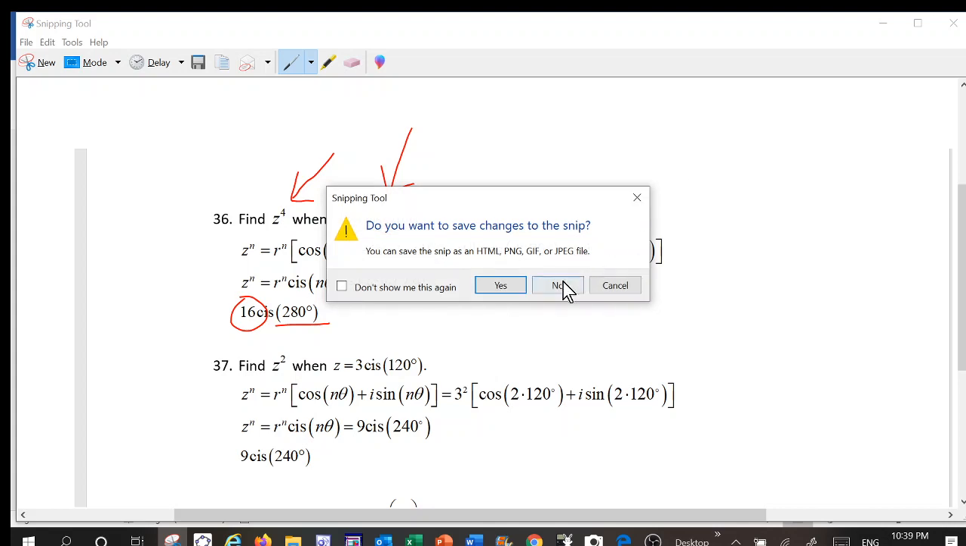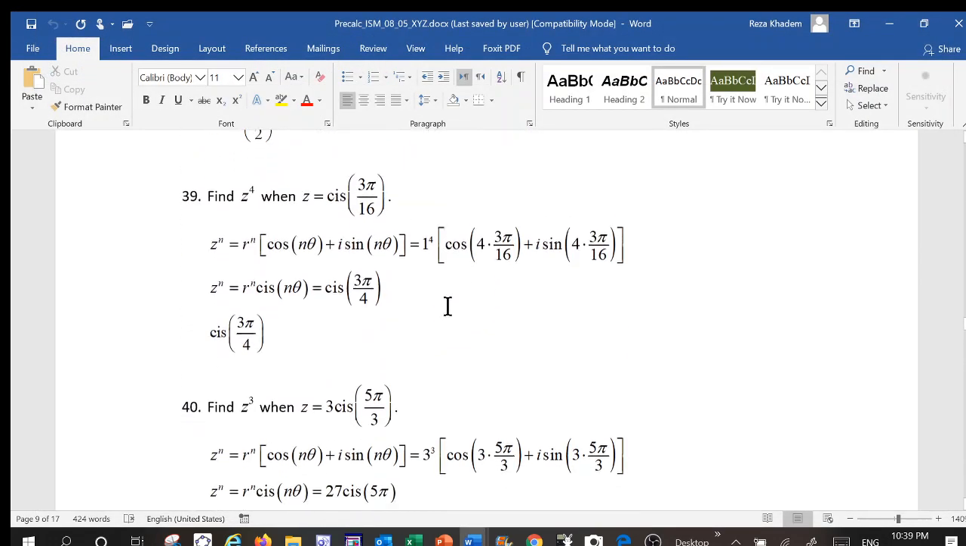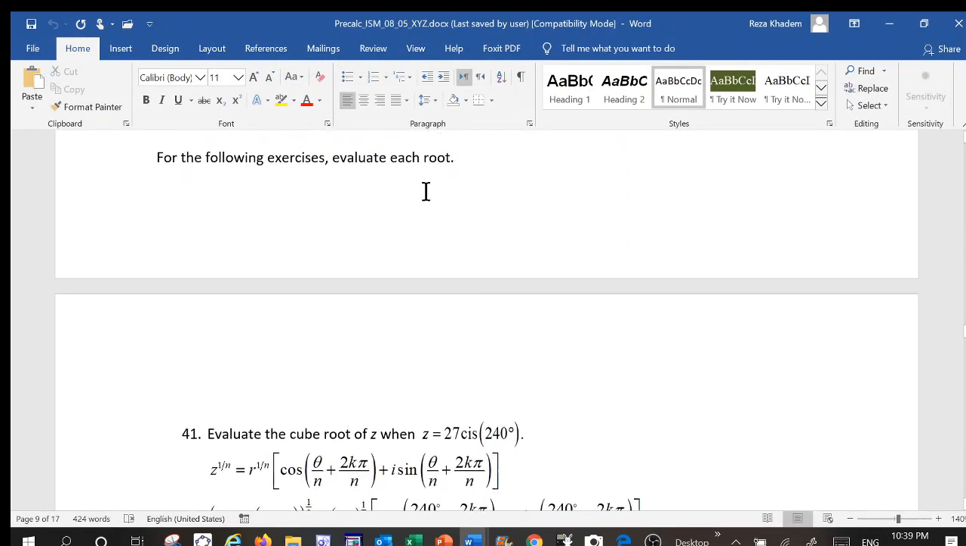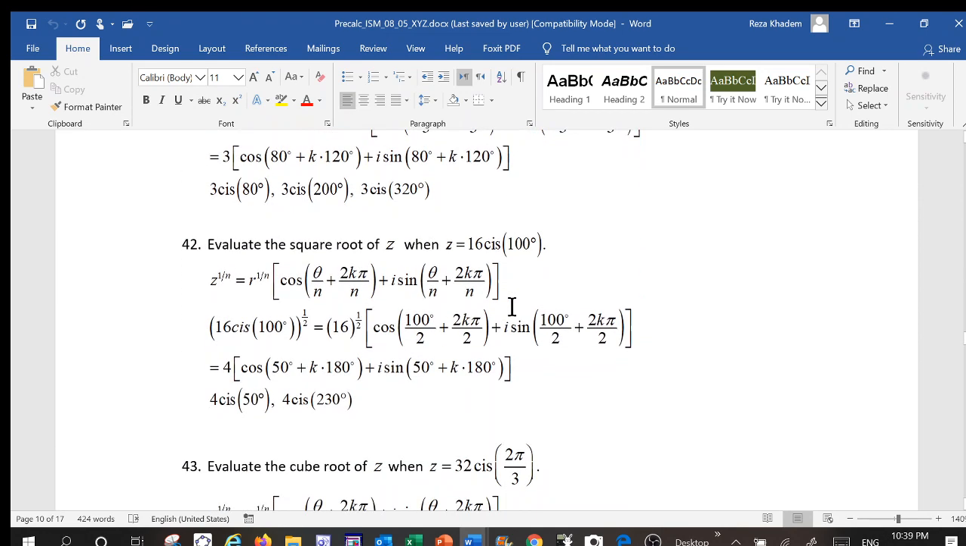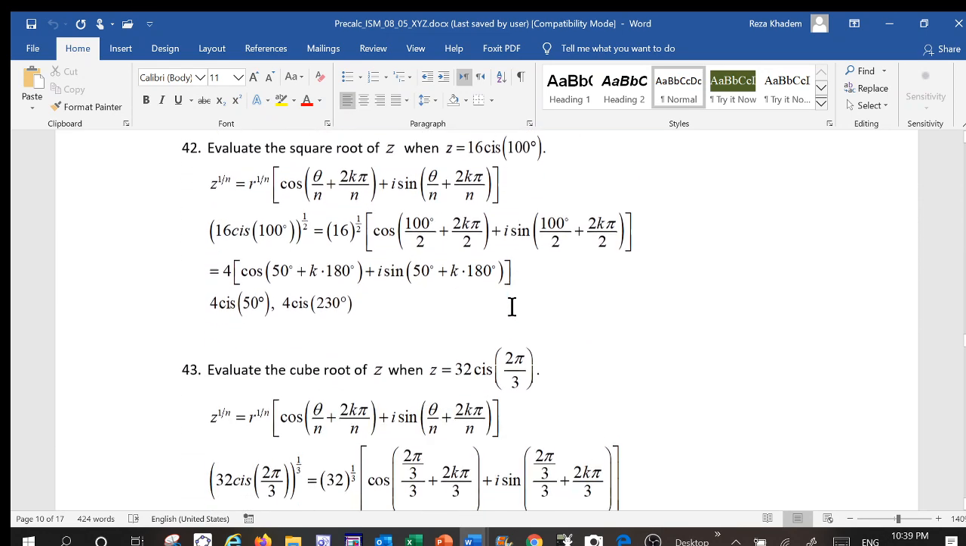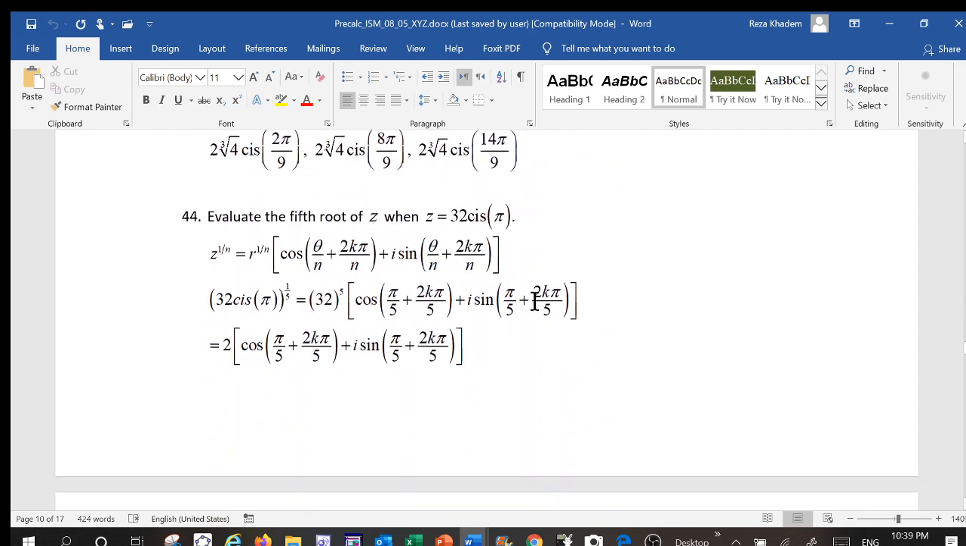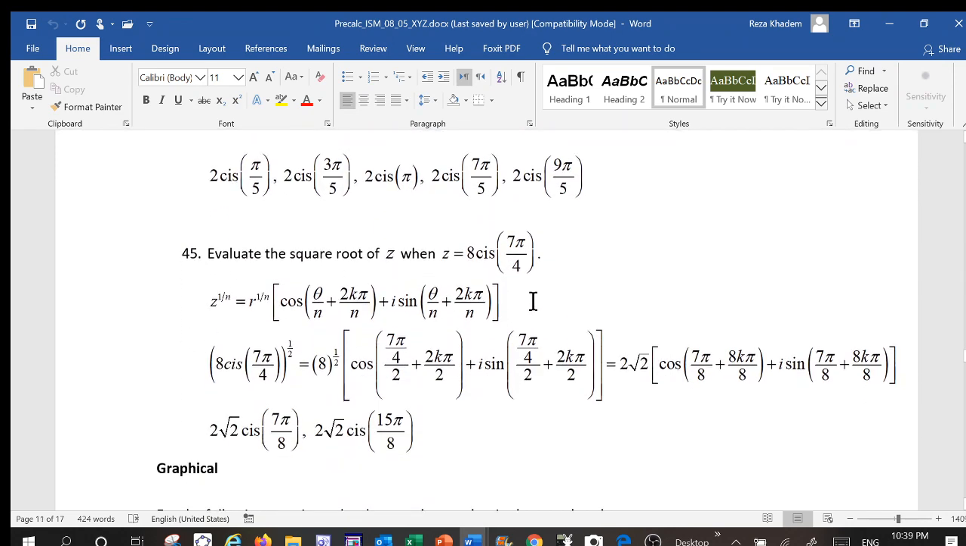All right. Now let's do one root as well. So evaluate each root. Let's see if we can find an interesting one to evaluate the root. We have an interesting one.